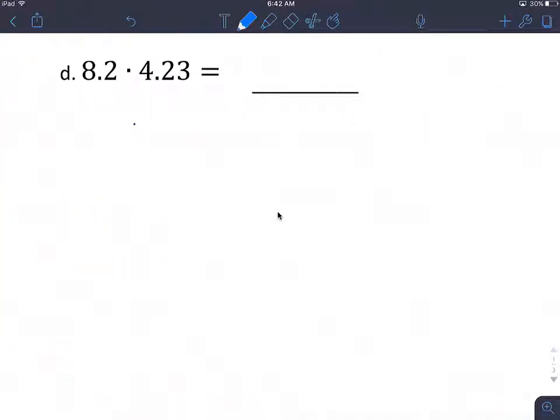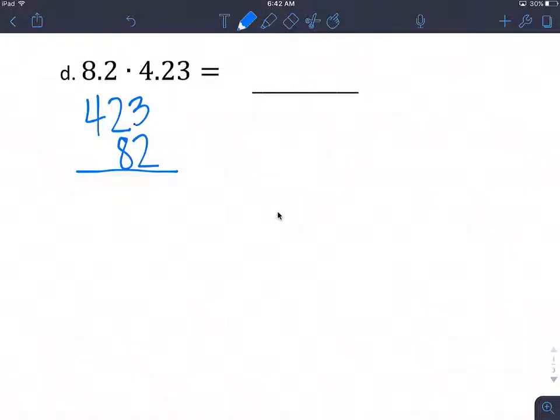Now let's take a look at this one. So we have 8.2 multiplied by 423. Now with multiplication, it doesn't matter what order you put it in. So I could put the 423 on top, and again, I'm pretending the decimals aren't even there. So I'll show you both ways again. So this is 423 times 82 now.